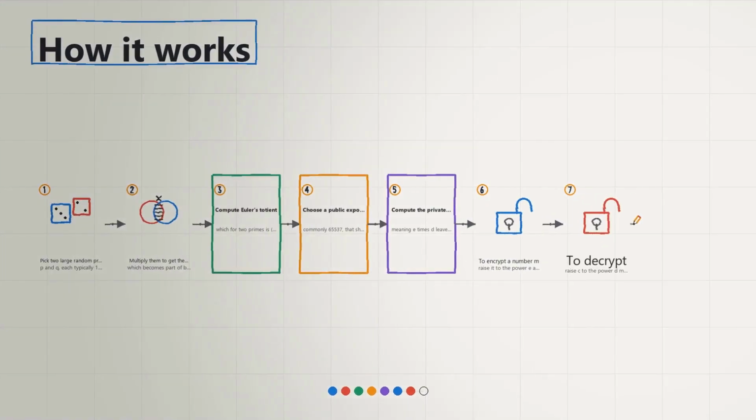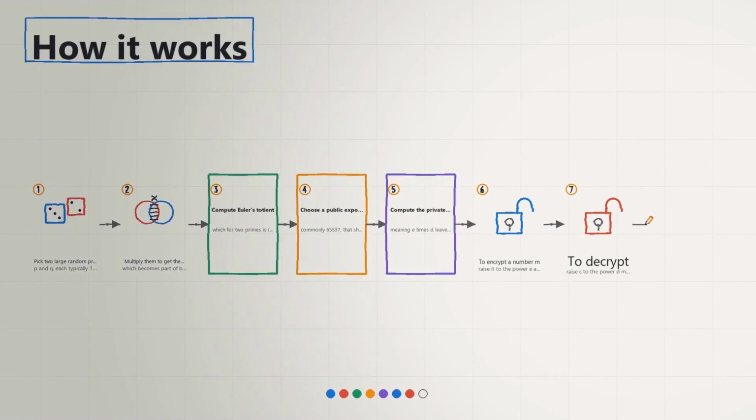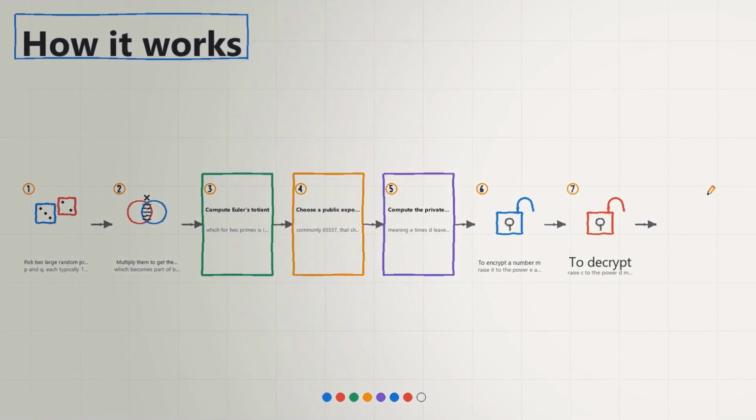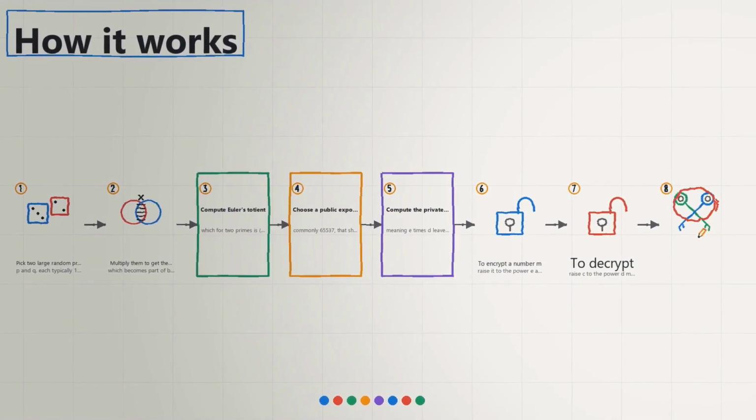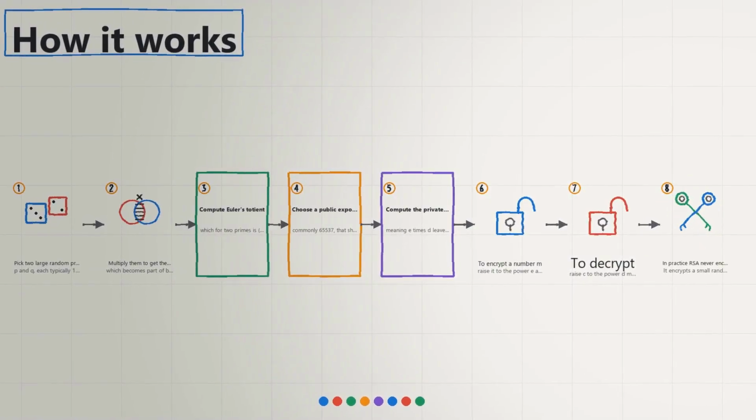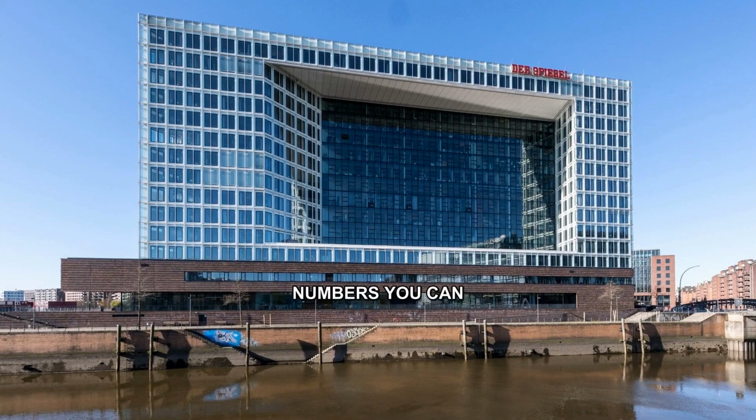In practice, RSA never encrypts your file directly. It encrypts a small random AES key, and AES encrypts the actual data, because RSA is far too slow for bulk. With tiny numbers you can see it work.